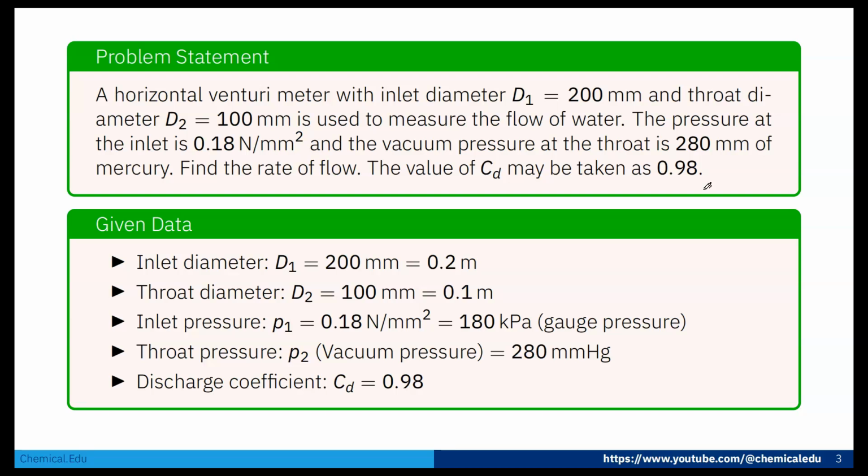So now here are the given data. Inlet diameter D1 is 200 mm, 0.2 meter. Throat diameter D2 is 100 mm, so 0.1 meter. Inlet pressure P1 is 0.18 Newton per mm square, so that is 180 kilopascal gauge pressure. And throat pressure P2 is the vacuum pressure, that is 280 mmHg, and discharge coefficient CD is 0.98.